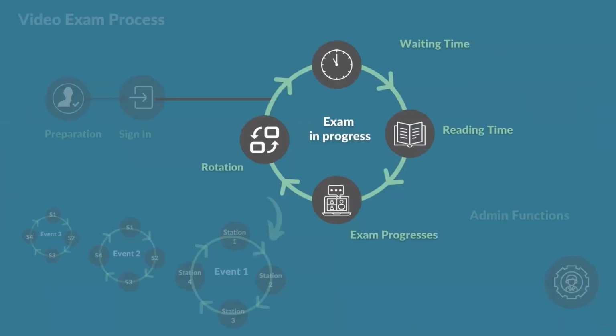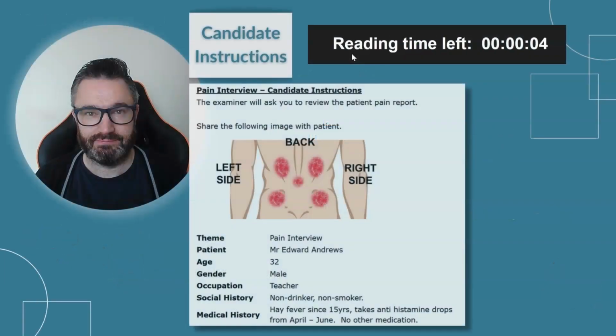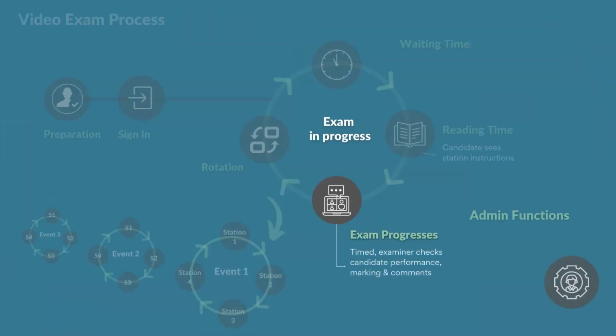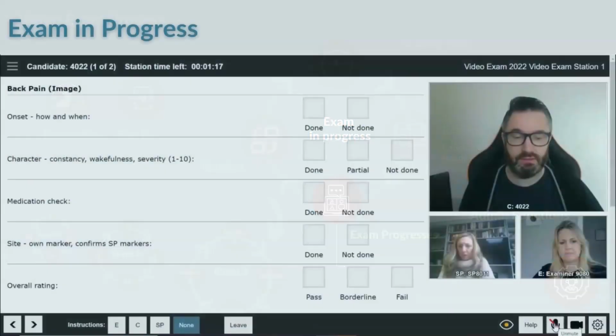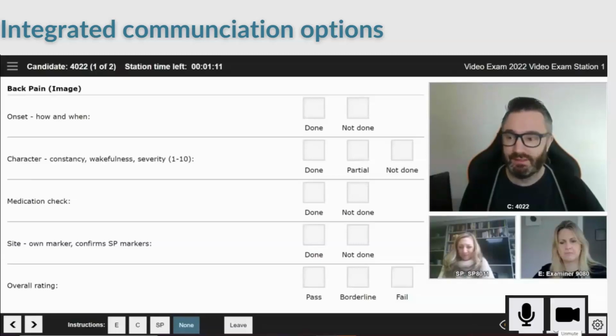Next comes any allocated reading time. Each candidate can now read their specific station instructions. The timer counts down through the reading time at the top. At the end of reading time, the station begins. The candidate is connected to the examiner or examiners and any attached simulated patient. During the station, all participants can communicate with each other using their mics and webcams.